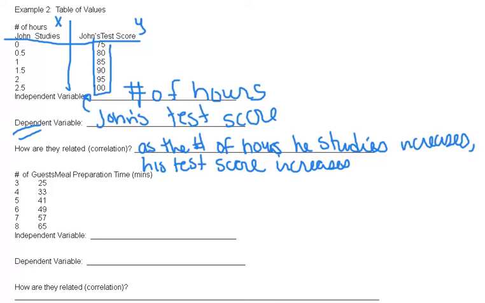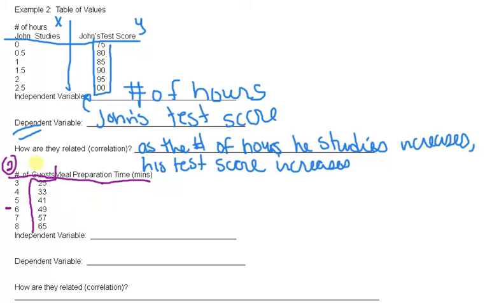Okay, and let's do the second one. So this is the number of guests, maybe at a party, versus meal prep time. Okay, so maybe for 3 guests, you're preparing meals for 25 minutes. And maybe for 6 guests, you're preparing meals for 49 minutes, so on.